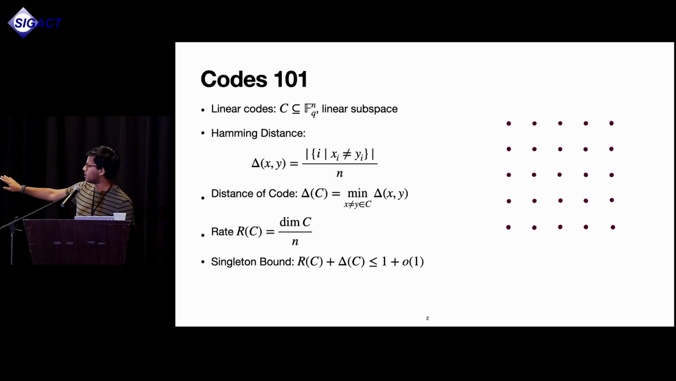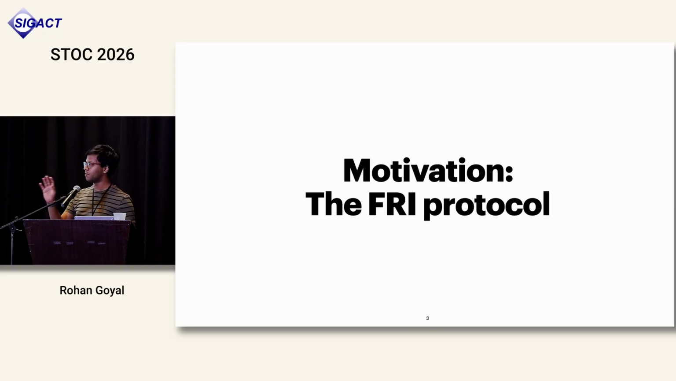And I want you to think that rate plus distance is basically 1. So 1 minus distance is rate. Yeah, and that's how I want you to think about things. This is something we have seen before. Good. So I'll briefly tell you about the FRI protocol that Swastik alluded to.